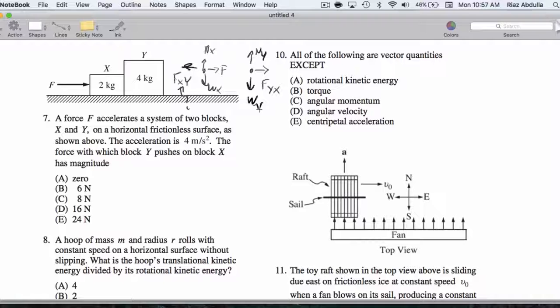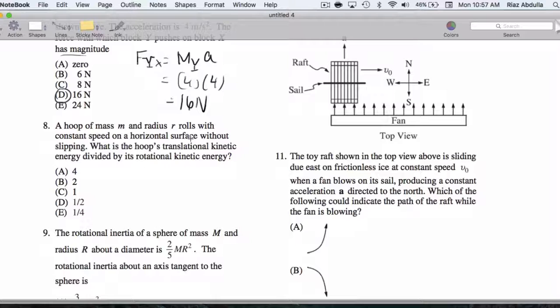Now here's the deal. Let's look at the second block here. It turns out the F on y due to x is what makes the mass of y accelerate. And so we have a 4 kilogram block with 4 meters per second squared of acceleration. And it turns out we get 16 newtons worth of force. So this is Fyx. And then by Newton's third law, that's exactly equal to the thing that they're asking us for in the problem. So we also get 16 newtons.